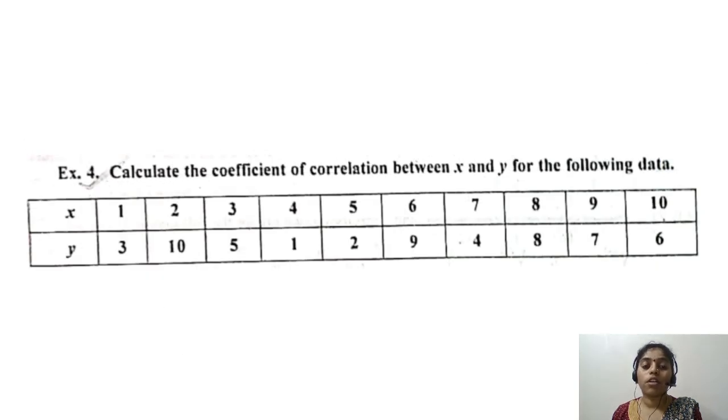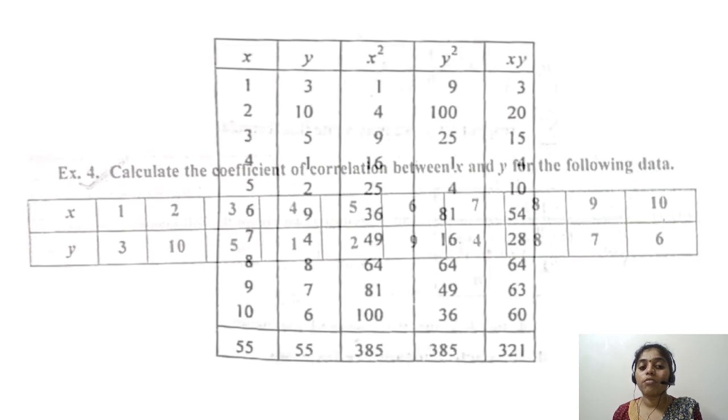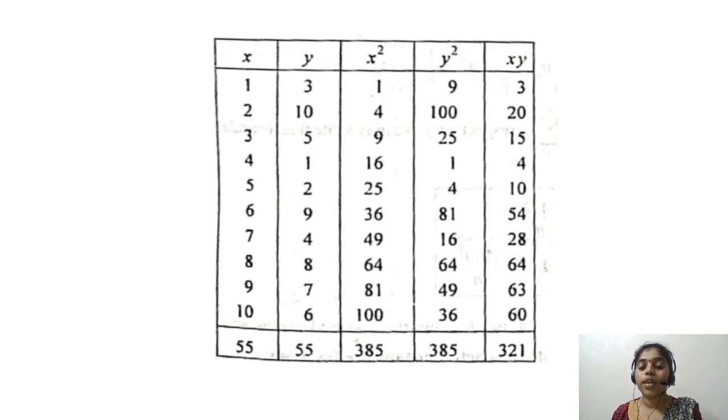So here we have one problem: calculate the coefficient of correlation between x and y for the following data. The x values run from 1, 2, 3, 4, 5, 6, 7, 8, 9, 10, and the y values vary as 3, 10, 5, 1, 2, 9, 4, 8, 7, 6. Here we have the actual values formula. Therefore let us use only the x and y values, and also find x square, y square, and the product of x and y. At the end we should find the summation of x, summation of y, summation of x square, summation of y square, and summation x into y.